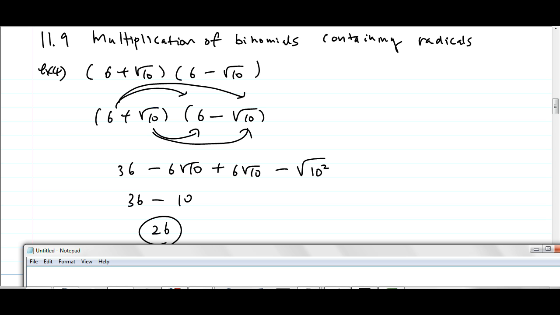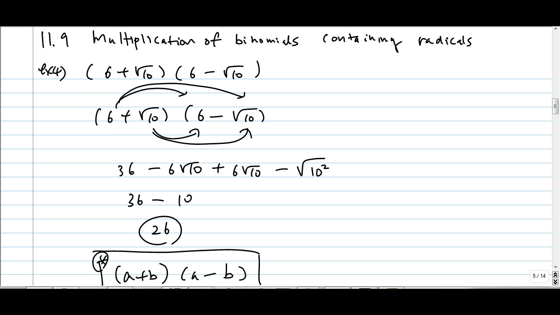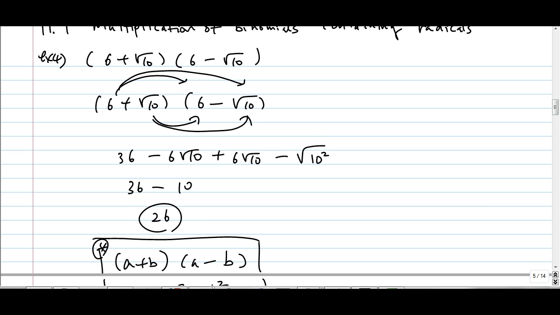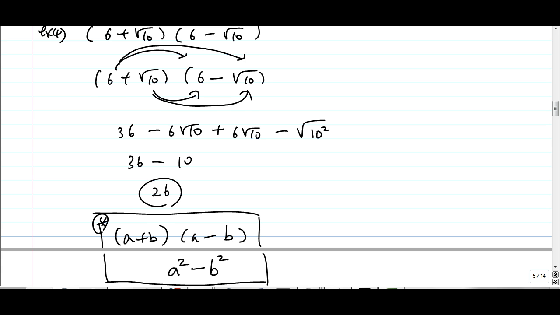and then what happens to the middle terms? Will's right. Yeah, they cancel out. Isn't that what happens? Yes? Have you seen something like this before? Yes. Remember the difference of squares? If you do a plus b times a minus b, what do you get? A squared minus b squared, right?